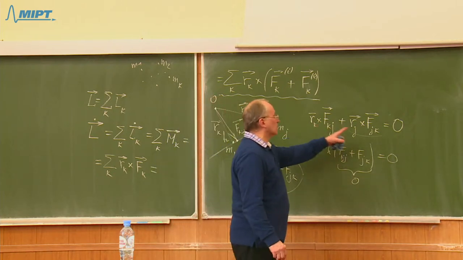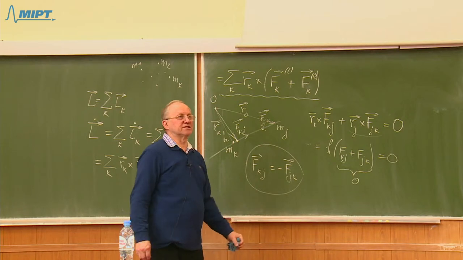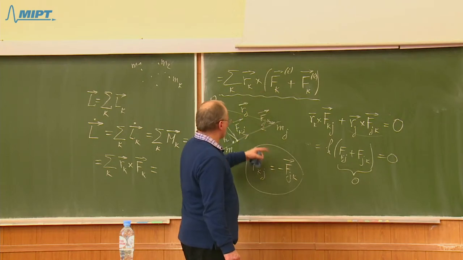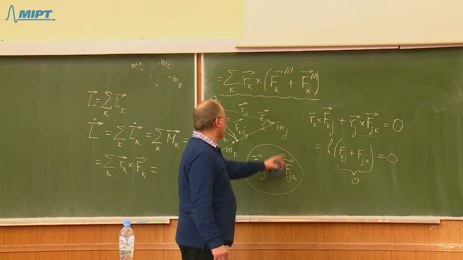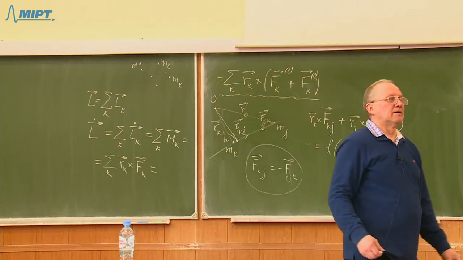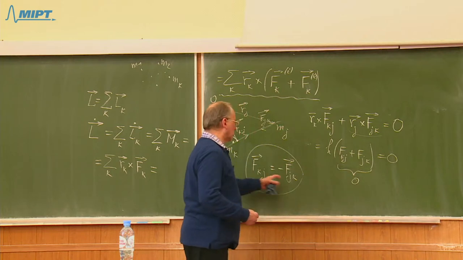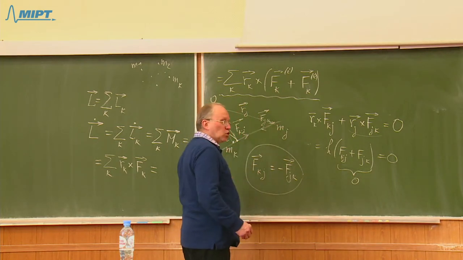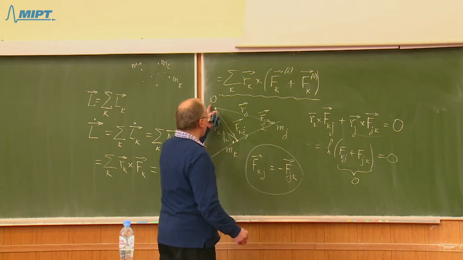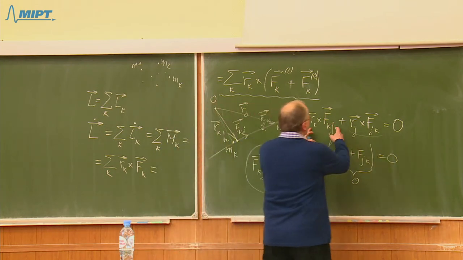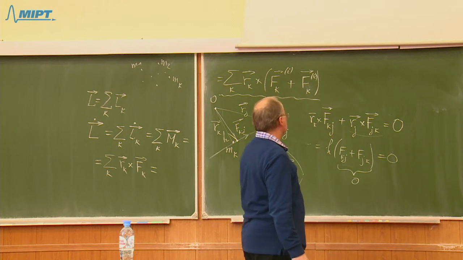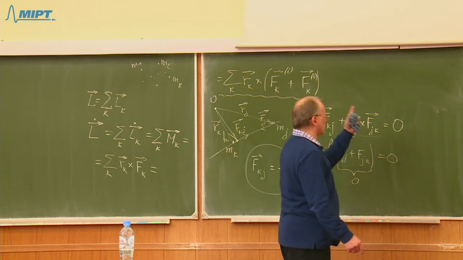Therefore, all internal forces acting between particles of the particle system will give you a zero term in this total sum because of Newton's third law. Because any two forces acting in between the two particles of the system are equal and opposite, equal in magnitude and opposite in direction. And these two forces also, according to Newton's third law, are directed along the same line so that they have the same arm of the force. And therefore, these two terms here written will have the same magnitude but opposite signs, so that the sum will be zero.